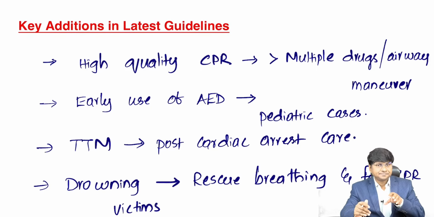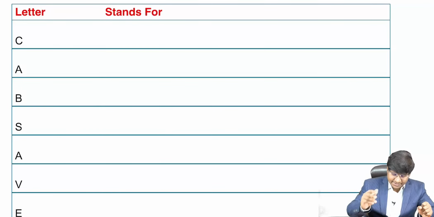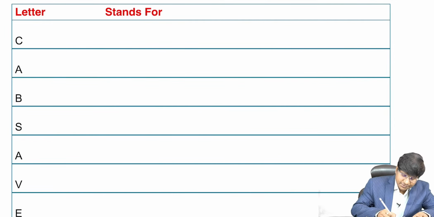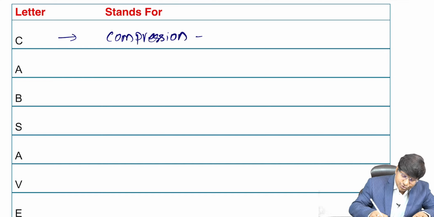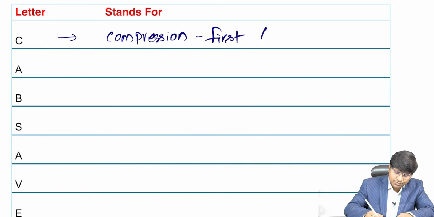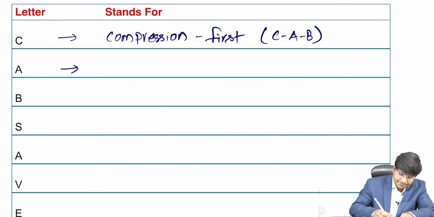Now I'll give you one important mnemonic for all these guidelines, that is CABS AVED. What does this stand for? C stands for compression. Compression is what is to be given first. So it is C, then A, then B. Followed by that, A stands for airway after compression.